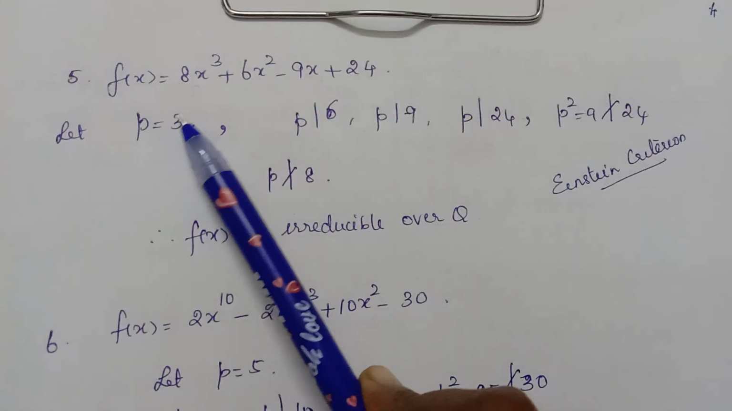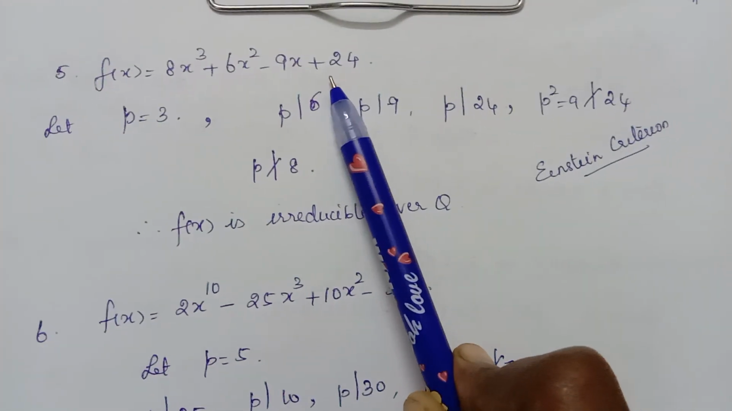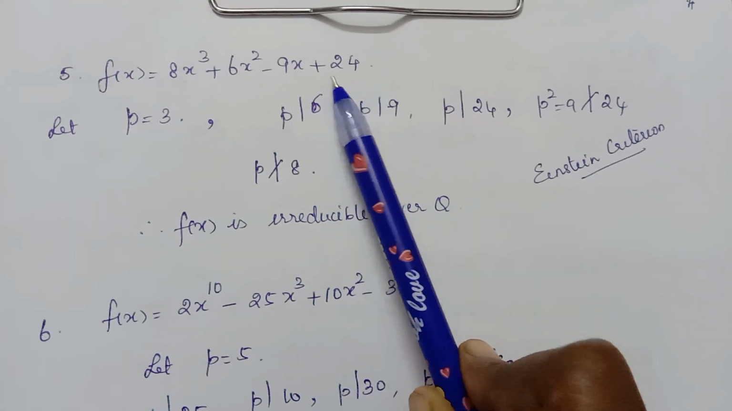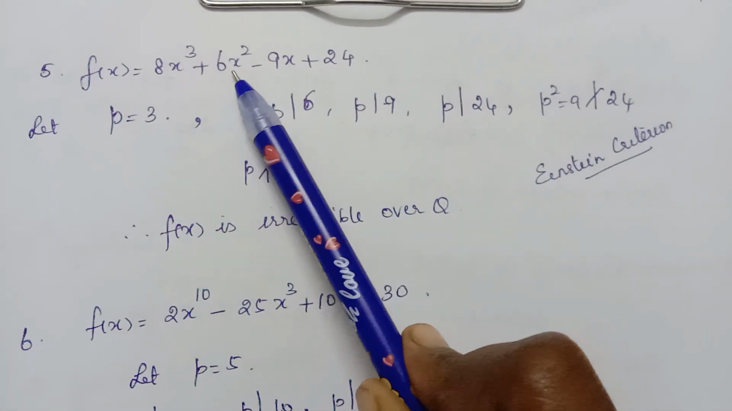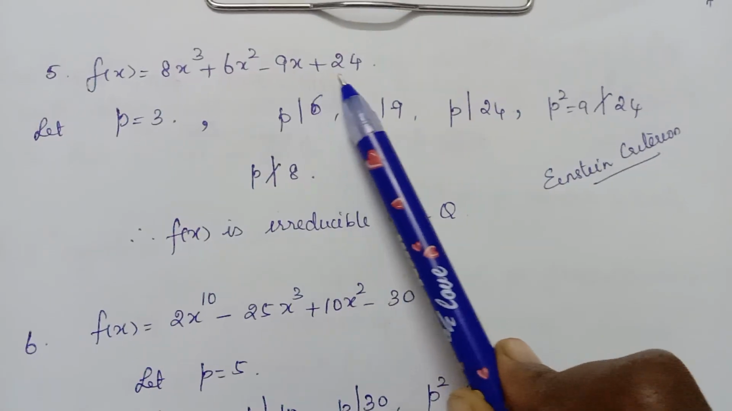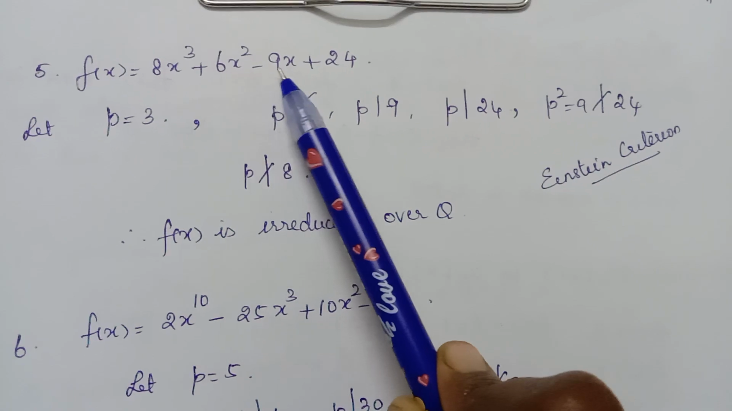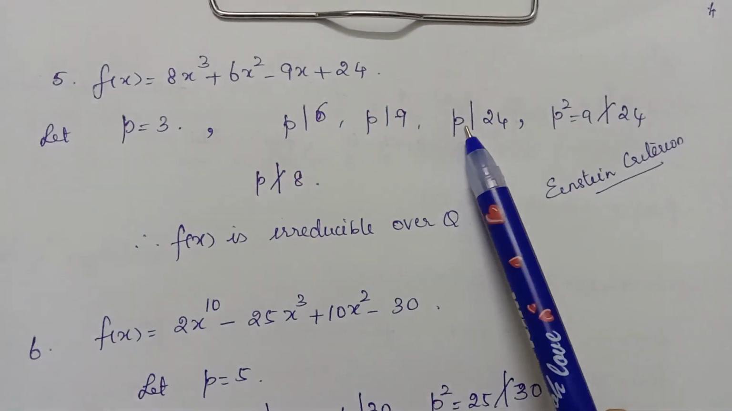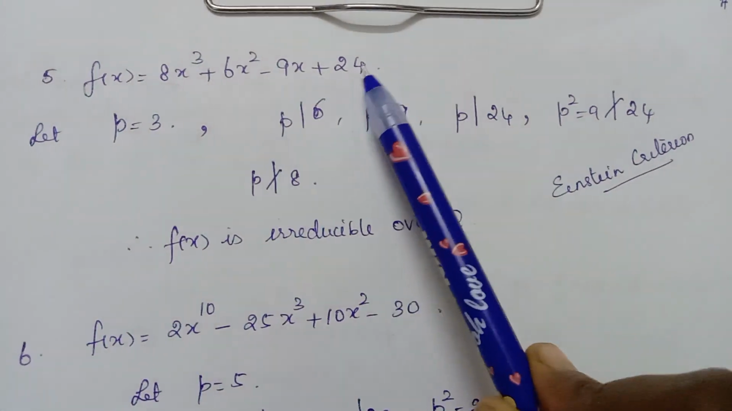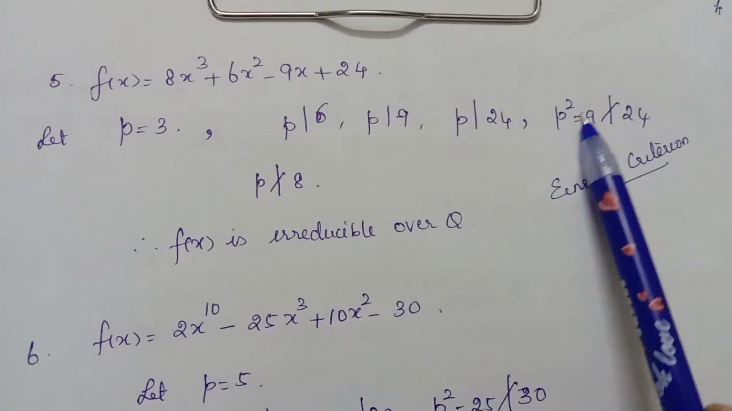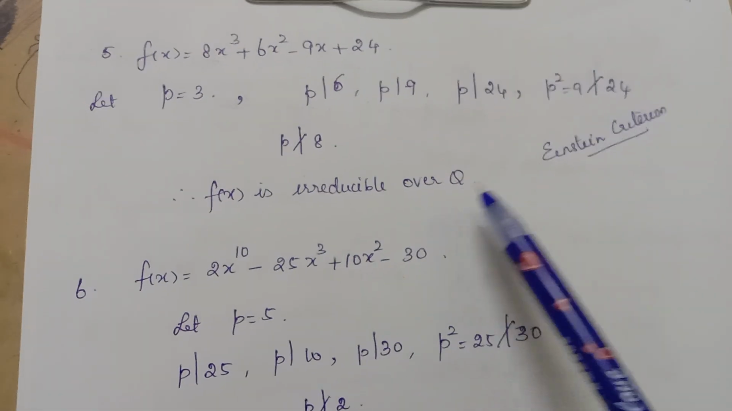Then next one is f of x equal to 8x cube plus 6x square minus 9x plus 24. Here I am going to make use of Eisenstein's criterion. Leave the highest coefficient and look at the other coefficients. These are divisible by the prime number 3. So p divides 6, p divides minus 9, and p divides 24. But p does not divide this 8, and p square, which is 9, does not divide the constant term. So all the conditions of Eisenstein's criterion are satisfied. Therefore f of x is irreducible over Q.